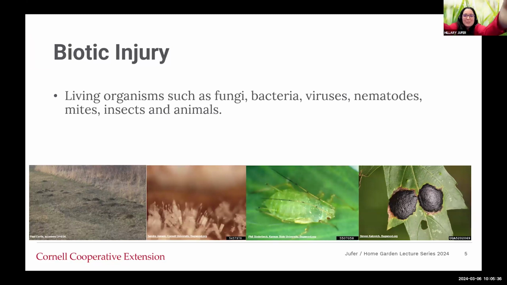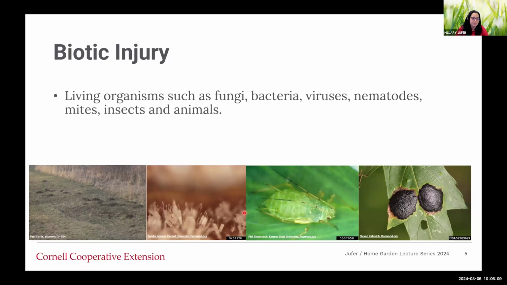So biotic injury is something that's from a living organism, such as fungus, bacteria, virus, nematodes, mites, insects, and animals. So that's something that is alive causing the problem. So this first one we are not talking about in the program, but this is actually from a skunk grubbing, looking for grubs on a turf. So you might see these giant holes in the lawn and you're saying, what's going on? What's causing this? In this case, it's actually skunks.